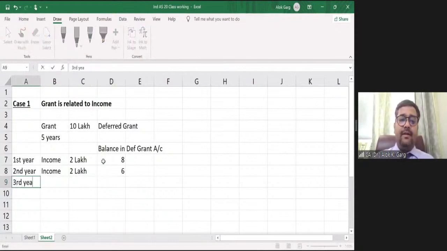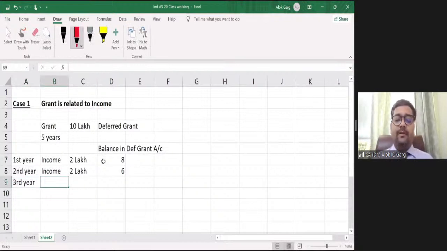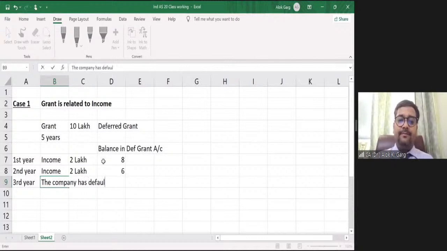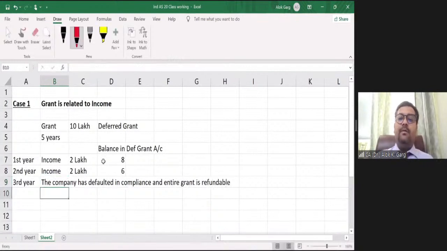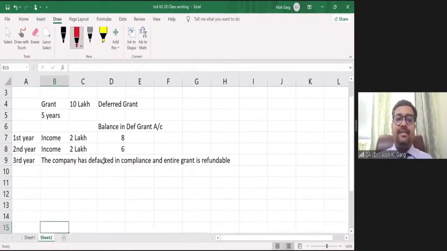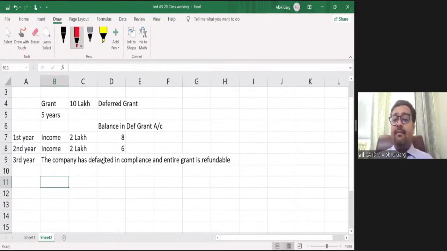at the end of third year, the company has defaulted in compliance and the entire grant is refundable. Then what will be the accounting entry? So the standard says that when the entire grant is refundable, first of all, you have to see what is the balance outstanding in the deferred grant account in the liability. So first of all, you need to adjust from there.